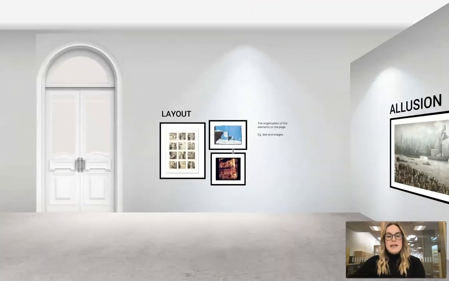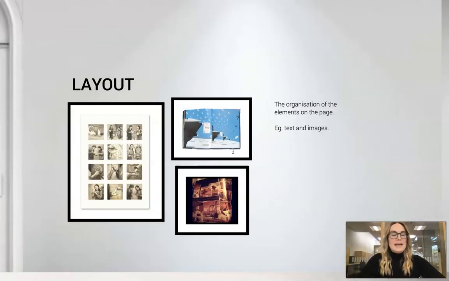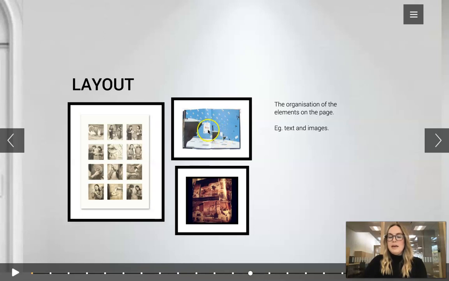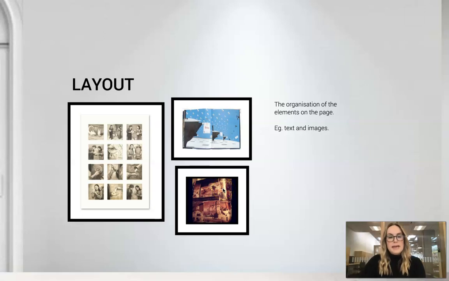Okay, the next one here is layout, and this is quite simply as it sounds. It is how the elements are laid out on the page, and this is usually referring to text and images. So it could be that you have several images on a page. It could be that you have text arranged in a certain way in an image, like we have here, where the text is fading off into the background. It could be that some elements look nice and square and clean, and other elements look quite ripped and thrown on the page. All of those choices have an impact on the reader in some way.